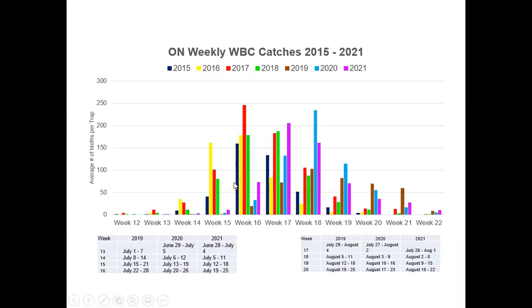If that field corn is no longer attractive to the Western bean cutworm and they're flying, then we definitely want to be out there scouting our sweet corn for the presence of larvae. Peak hatch occurs about a week after peak flight. So those moths are out there laying eggs at peak flight, and then a week later, those larvae are emerging, and that's the time to be looking for feeding damage.